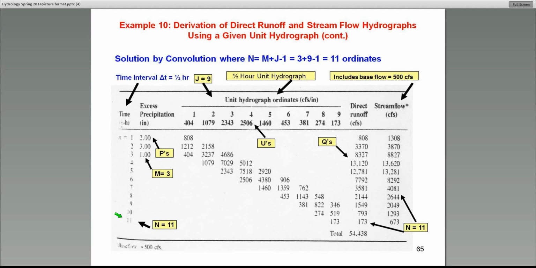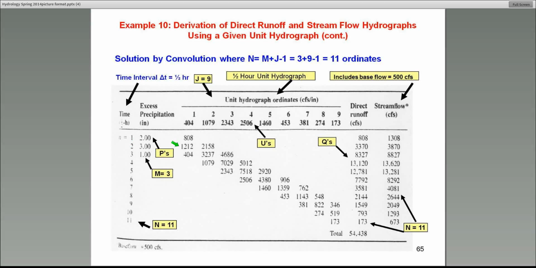Now, by the way, in the exam, they won't give you this many unit hydrograph ordinates. They might give you maybe 2 or 3, and the rainfall excess also, they might give you 1 or 2, just to see if you understood the process. Set up the unit hydrograph on top, and in the first column, you multiply the first unit hydrograph ordinate with each of these rainfall excess pulses. So 2 times 404 is 808, 3 times 404 is 1212, and so on.